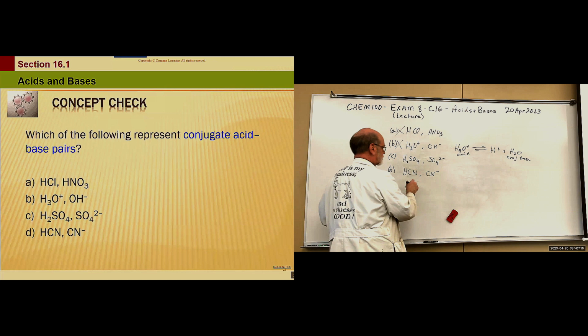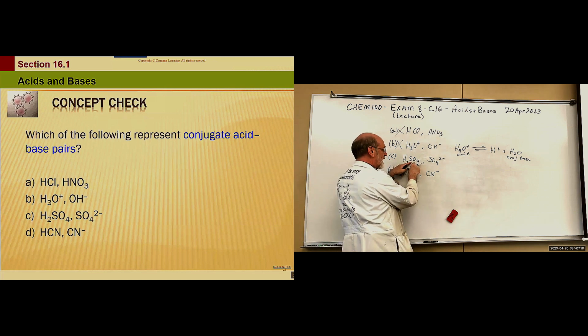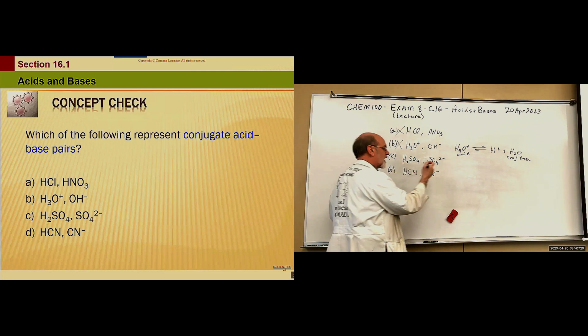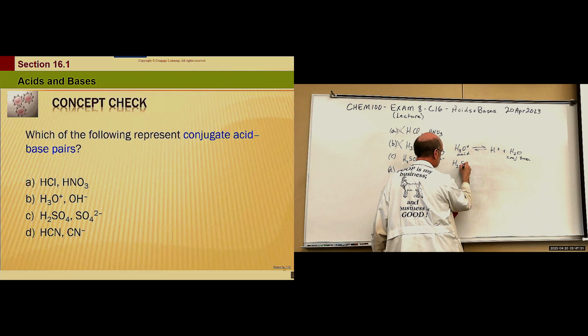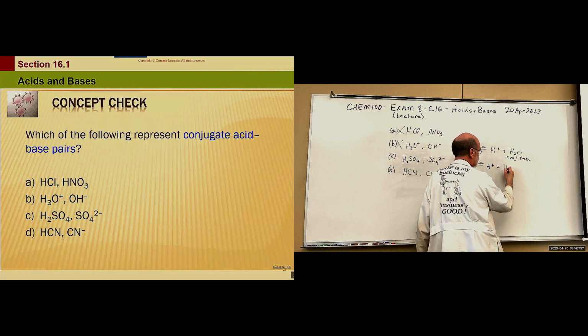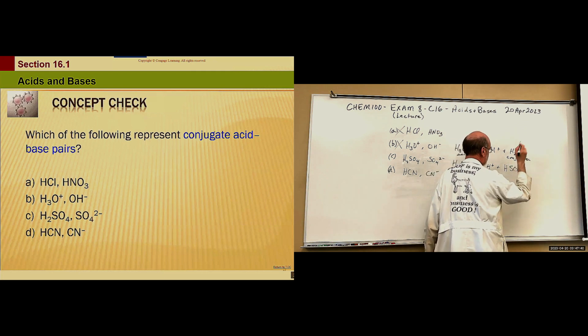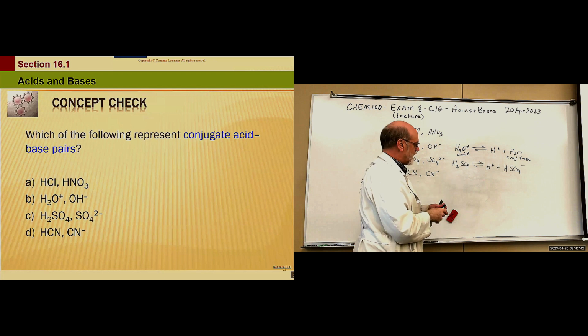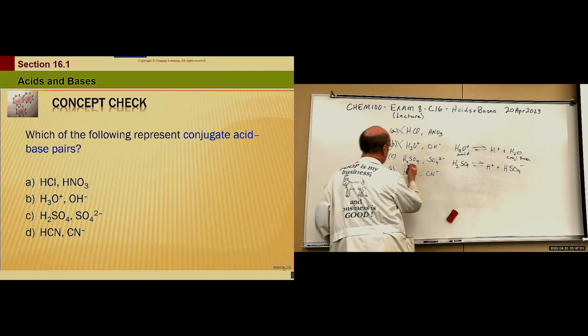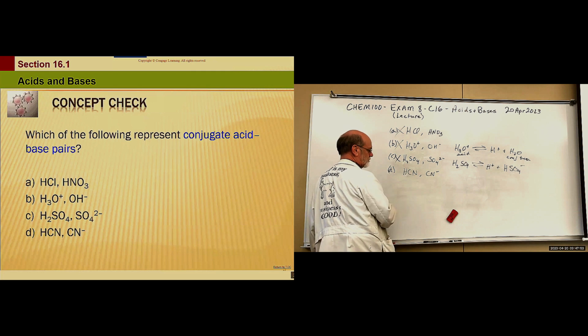How about this one? Well, this is similar here, SO4, but it lost 2 protons in the process. You can't do that. Not for an acid-base pair, only 1 proton at a time. So this reaction would be like that. 1 proton, what's left over? HSO4 minus. That would be the conjugate base. So this one's wrong.